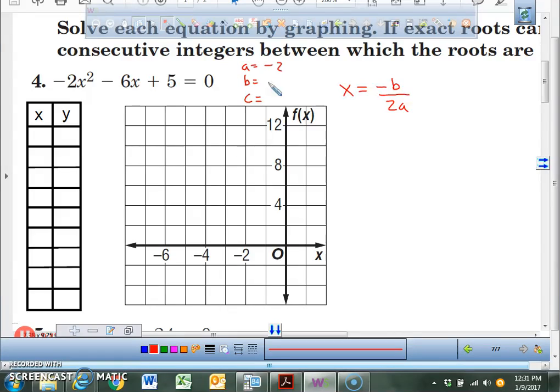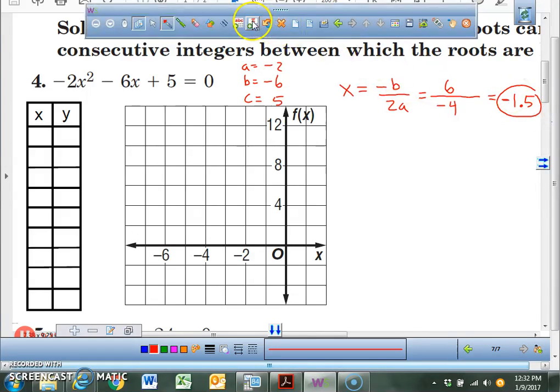Negative 2. The b value? Negative 6. And c? All right. So right now, if we were to find our axis of symmetry, we have to take the opposite of our b value, which makes this a positive 6, over 2 times our a value, which makes that a negative 4.